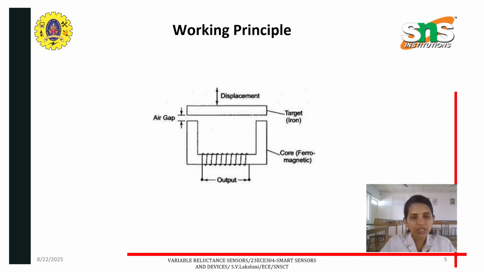As I said, here we can see this is the air gap and this is the target, an iron material, a ferromagnetic material, and there is a coil wound over it. Based on the movement of this target, if we move it, the air gap here will increase, which means it is opposing the magnetic field. That is, the reluctance is high here. The air gap will increase. This is the principle behind this VR sensor. Based on this air gap, we can calculate the movement or displacement of a particular target material.